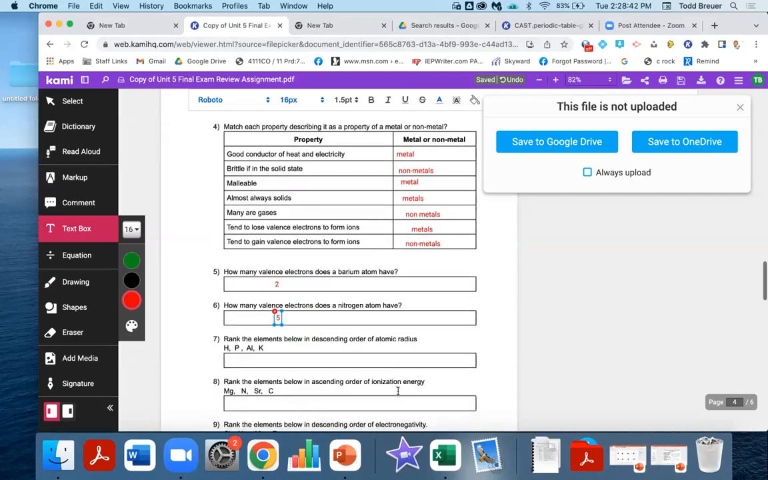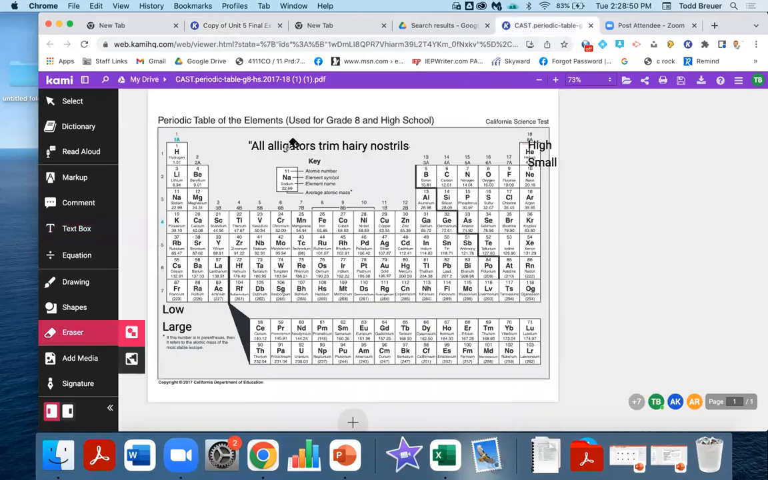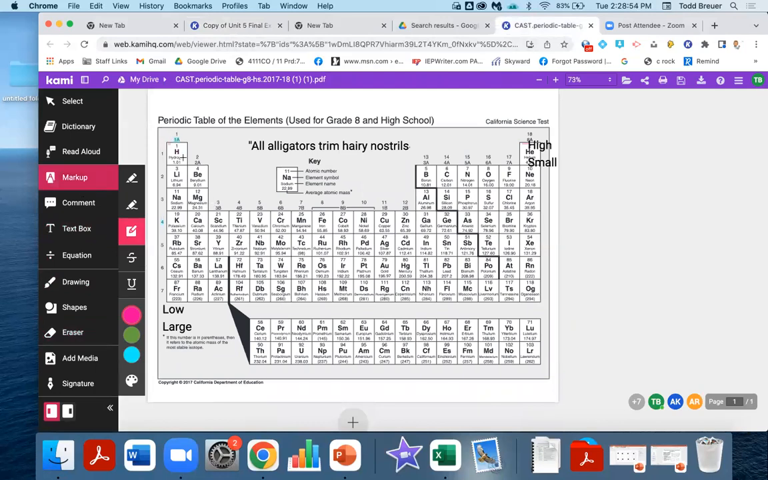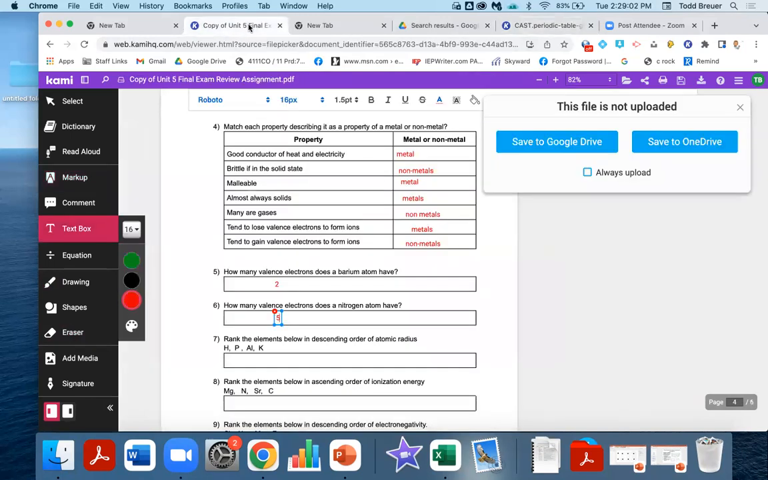Now we want to rank the list in descending order, and that means largest to smallest. So let's go to our periodic table. Hydrogen, phosphorus, potassium. Let's mark them up. Hydrogen, really small atom. Phosphorus, potassium, and what's the last one? Aluminum.